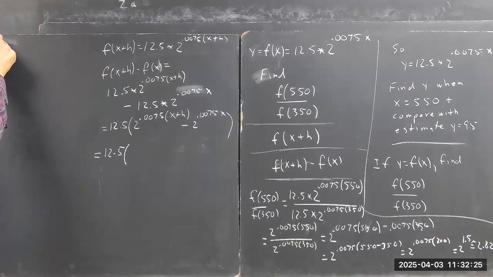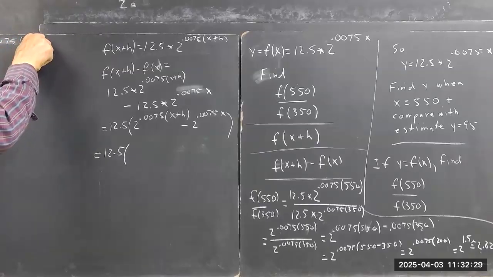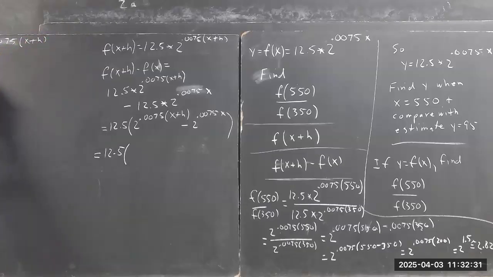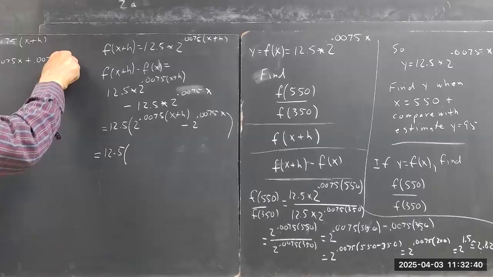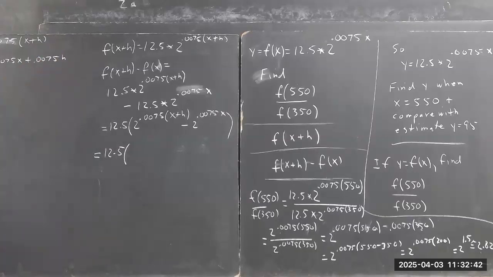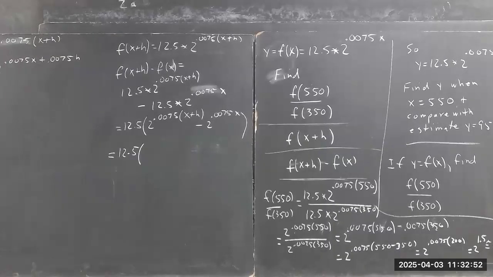2 to the 5 times x plus h equals 2 to the 0.0075 x plus 0.0075 h. Everybody will agree with me on that because that's just a straight distributive multiplication over division, right? So that's not going to be an issue for anybody.